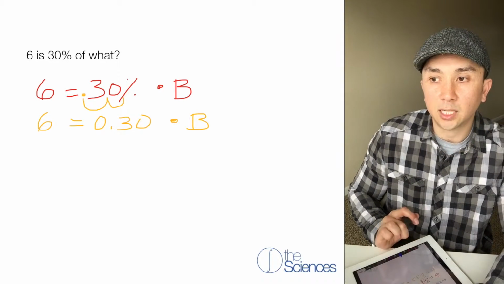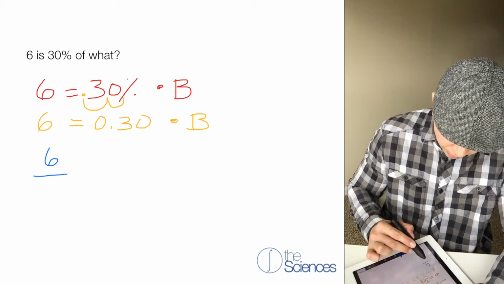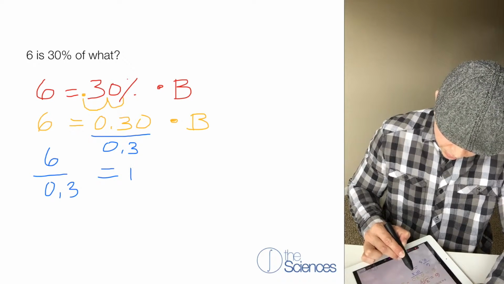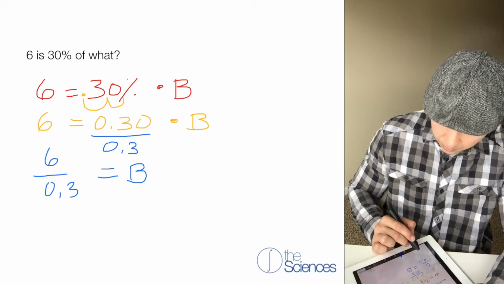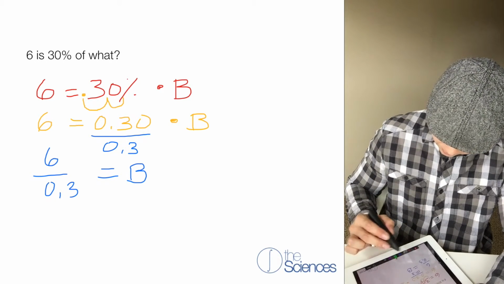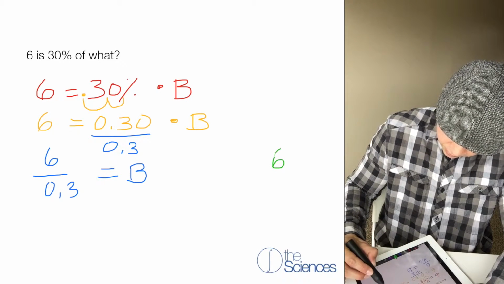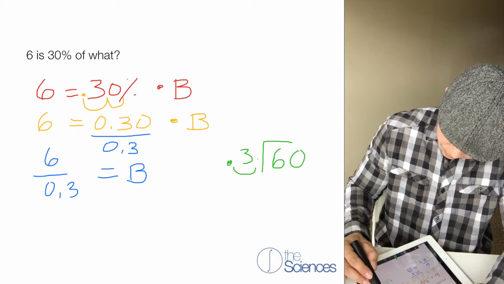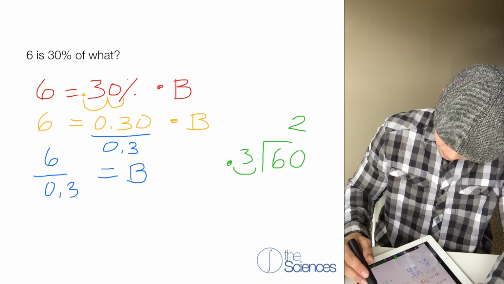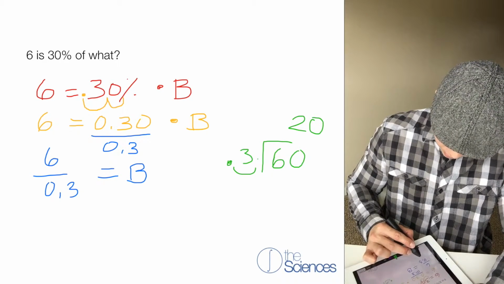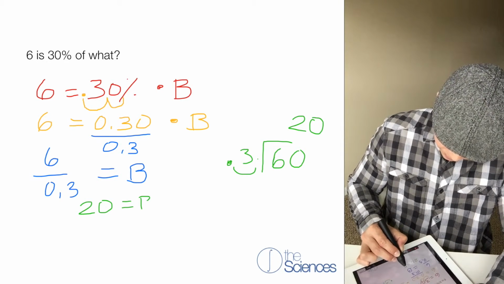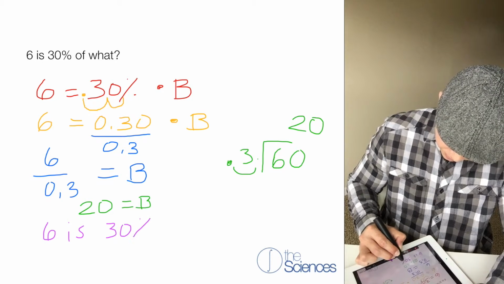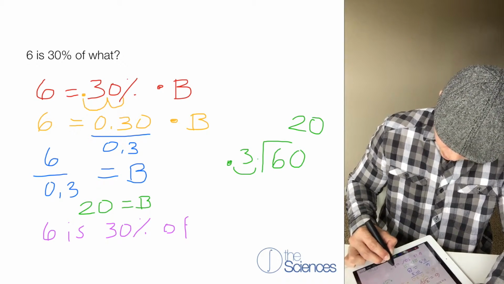So now we're going to divide both sides by 0.3. So we get 6 divided by 0.3 equals B. Well, 6 divided by 0.3 is 20. So 20 equals B. So 6 is 30% of 20.